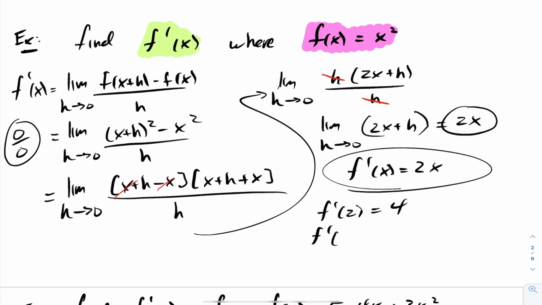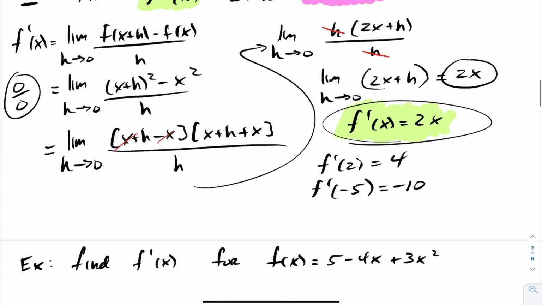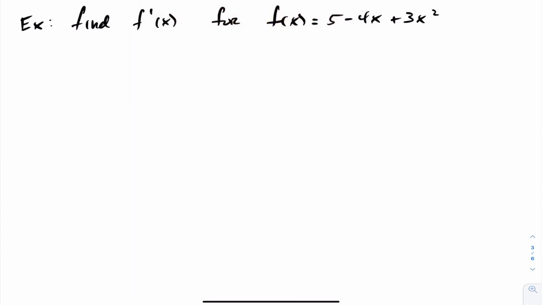If you want the slope of the tangent at -5, you would evaluate f prime at -5, in which case you get -10. So you can see here this is a more effective way of going about calculating the slope at any given point on your curve. Let's look at another. So same idea here. We want to go ahead and calculate my f prime at x.